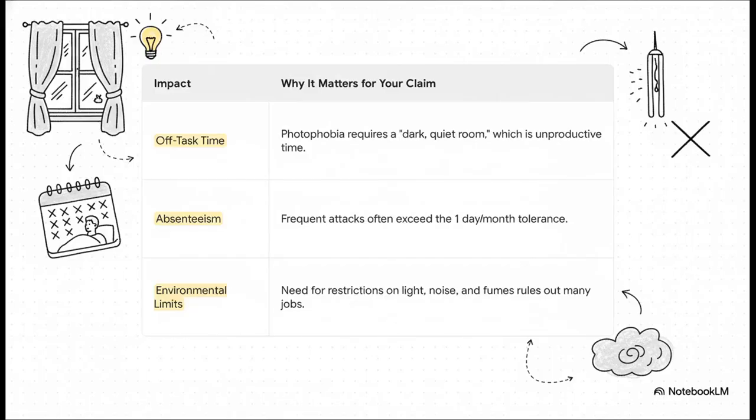So the key here, the absolute crucial point, is to connect your symptoms to these specific work-related limitations. You have to speak their language. When your photophobia and phonophobia mean you need a dark, quiet room, that's off-task time an employer won't put up with. If your attacks make you miss work more than once a month, which is pretty common, that's absenteeism. Your need to avoid triggers like bright lights or strong smells, those are environmental limitations. These are the exact terms that win cases.